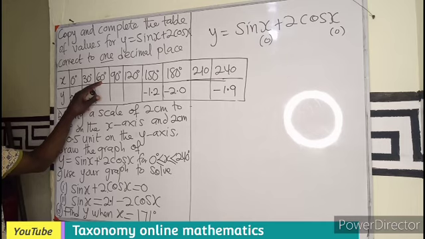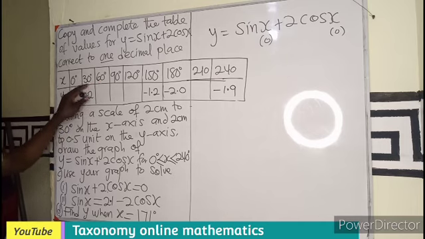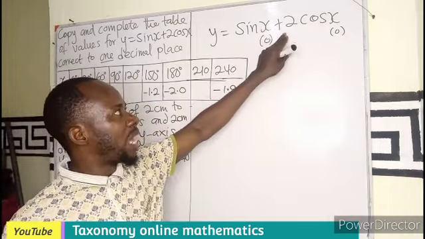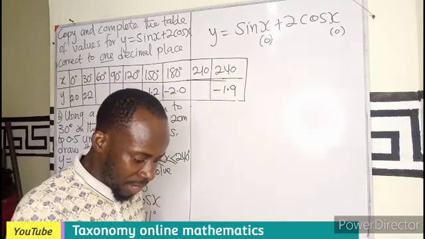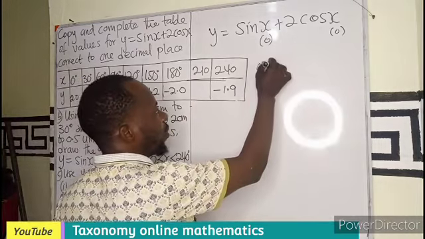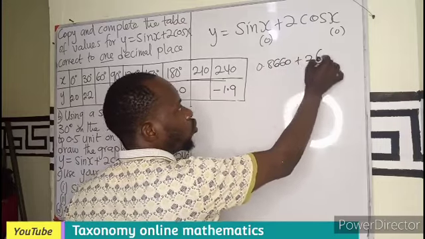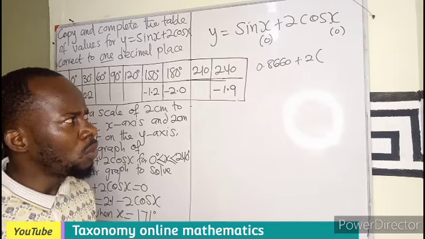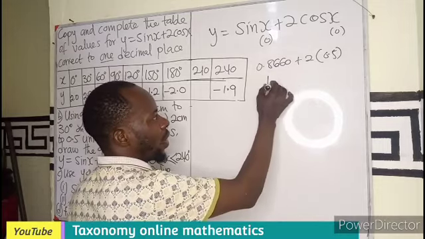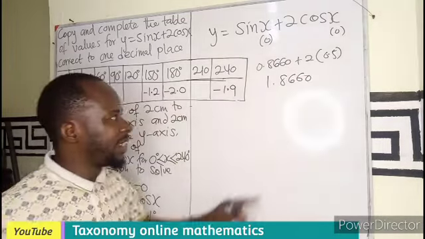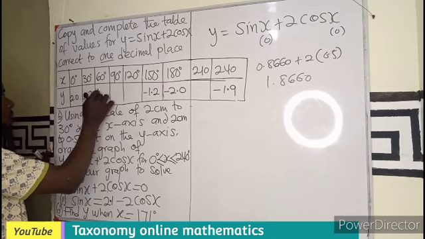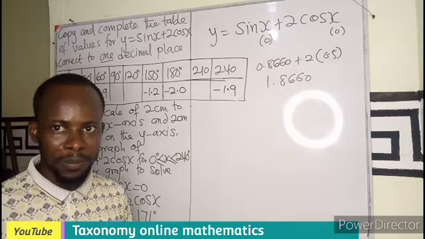Then we go straight forward with 60. 30 is already given, so we go to 60. In place of x here, it becomes sine 60 plus 2 cos 60. And sine 60 is also 0.8660. So here is going to be 0.8660 plus 2 times cos 60, that is half. So 2 times 0.5, you get 1. And if you add that, you get 1.8660. Writing in 1 decimal place, this will be converted to 1.9. So I'll be having 1.9 as my value.